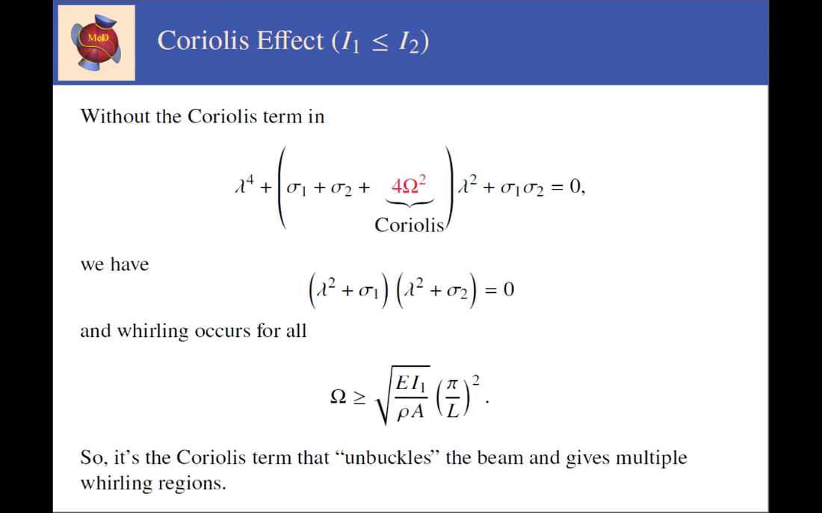Now, earlier I claimed that the Coriolis force is responsible for straightening the beam back out. Let's observe that in the mathematical model. The Coriolis effect is manifested in our equation for lambda in the red term. If we simply remove that term, then the resulting model predicts that the beam whirls for all omega over the smallest buckling speed. Therefore, it is the Coriolis force that causes the beam to unbuckle.